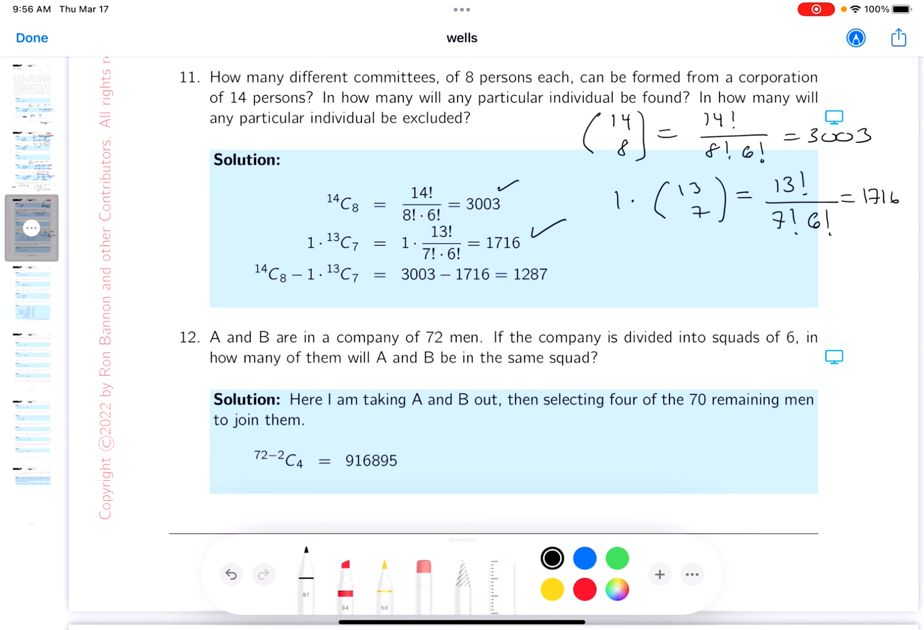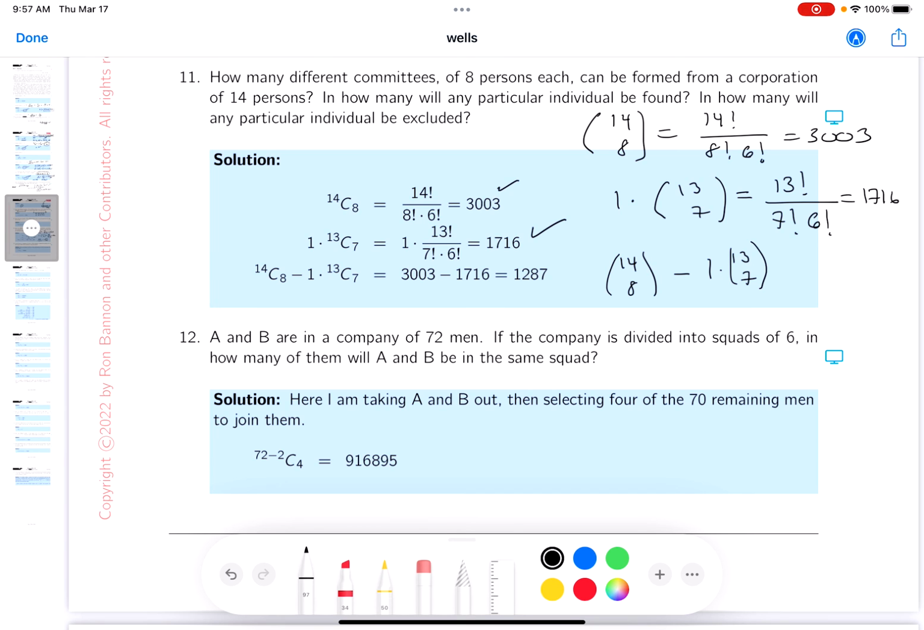All right? The next one, and again, they're not easy questions, by the way. How many will any particular individual be excluded? All right? So the bottom line, you want to exclude somebody. So let's do that. So you still have 14 choose 8. But now you've got to do your exclusions. A particular person being excluded, there's going to be 13 choices, and you're going to choose 7, all right? And then you compute the number there.